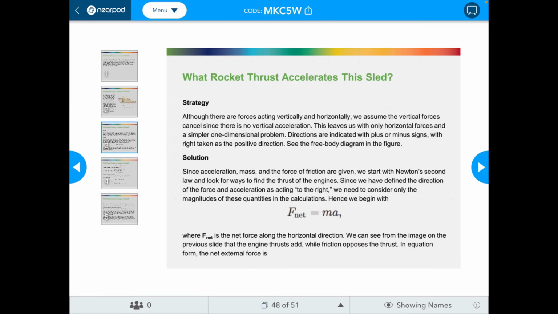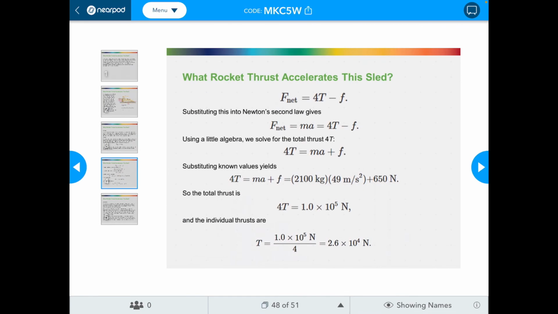So looking at their work, they do it the same way. Net force as MA, or 4t minus friction. Set those equal to each other. They did some manipulating first before the calculations, but they also rounded and used scientific notation. Not the biggest fan of doing that in this case, but that's okay.